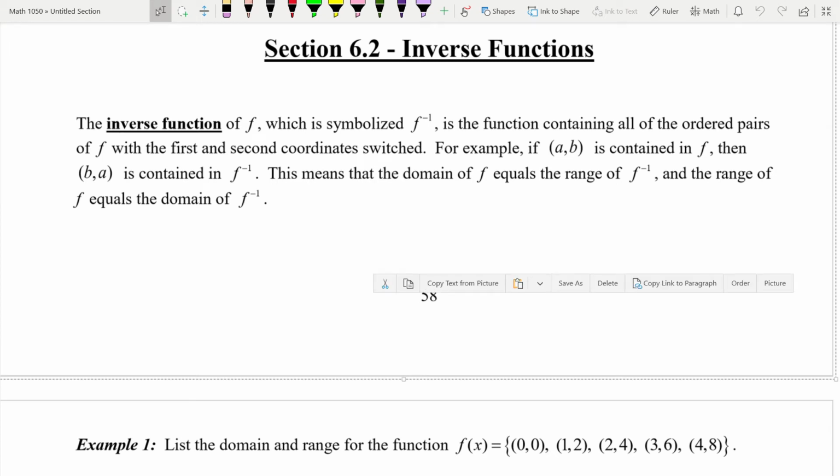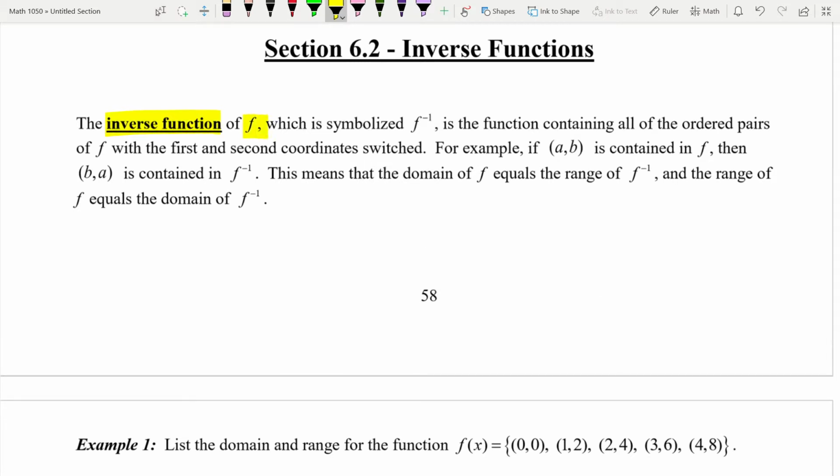Okay, guys, so this is lesson 6.2, inverse functions. The symbolism for the inverse of a function is, if you have f, then f to the negative first, inverse. I will normally make it an f of x, and then the symbolism I will use is f inverse of x. Sometimes they put an x, sometimes they don't. They mean the same thing.